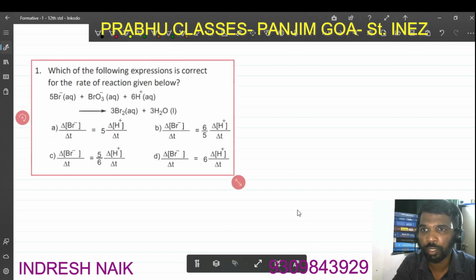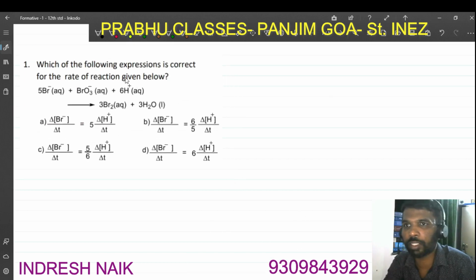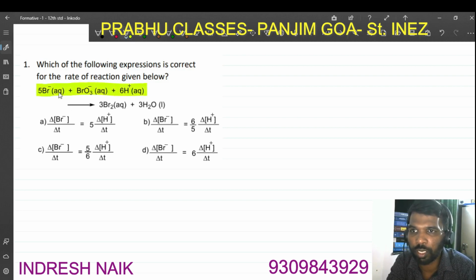Okay, this is the question. The question asked over here is which of the following expressions is correct for the rate of the reaction given below. So this is the equation given. These are the reactants and these are the products given over here.